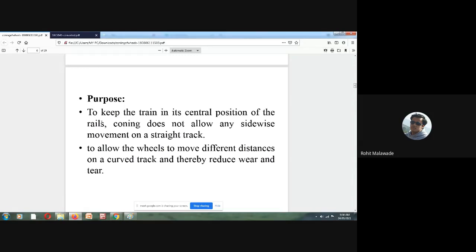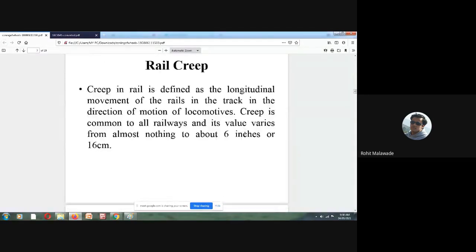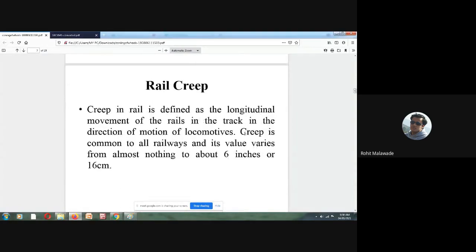Now, what is the purpose behind this coning? I'll repeat it once again. To keep the train in a central position of the rail, coning does not allow any sidewise movement on a straight track. To allow the wheels to move different distances on a curved track, thereby reducing wear and tear. This is how coning is going to help.